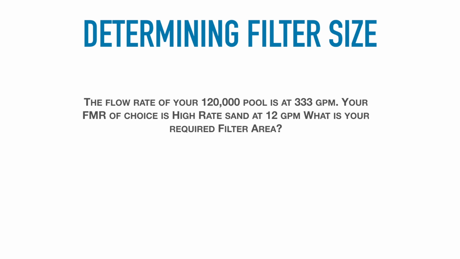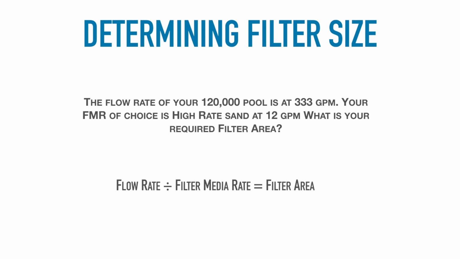So on that page 2, at the bottom there, you're going to see our filter sizing calculation. That filter sizing calculation is our minimum flow rate divided by our filter media rate that we're given. And that's going to show us how many square feet of that sand media, or whatever media you're using, is required. So let's read this question together and do the math together as well. Our example says that the flow rate of our 120,000 gallon pool is 333 gallons per minute. Our filter media rate of choice is high rate sand at 12 gallons per minute per square foot. What is your required filter area?